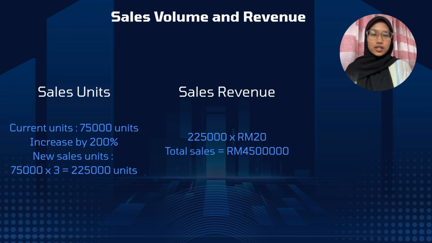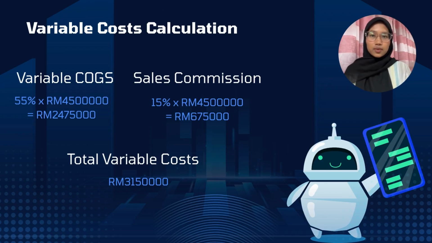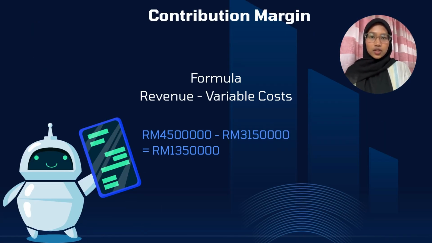With a 200% increase in sales, units sold will increase from 75,000 units to 225,000 units. This results in total sales revenue of 4.5 million ringgit. Variable cost consists of variable COGS of 2.475 million ringgit and sales commission of 675,000 ringgit, giving total variable cost of 3.15 million ringgit. The contribution margin is calculated by deducting total variable costs from sales revenue. Therefore, 4.5 million ringgit minus 3.15 million ringgit gives a contribution margin of 1.35 million ringgit.